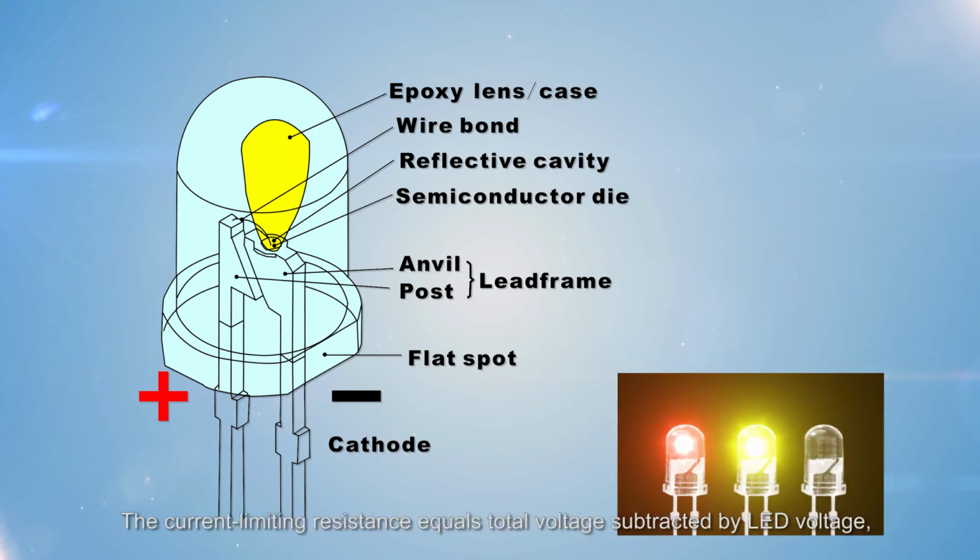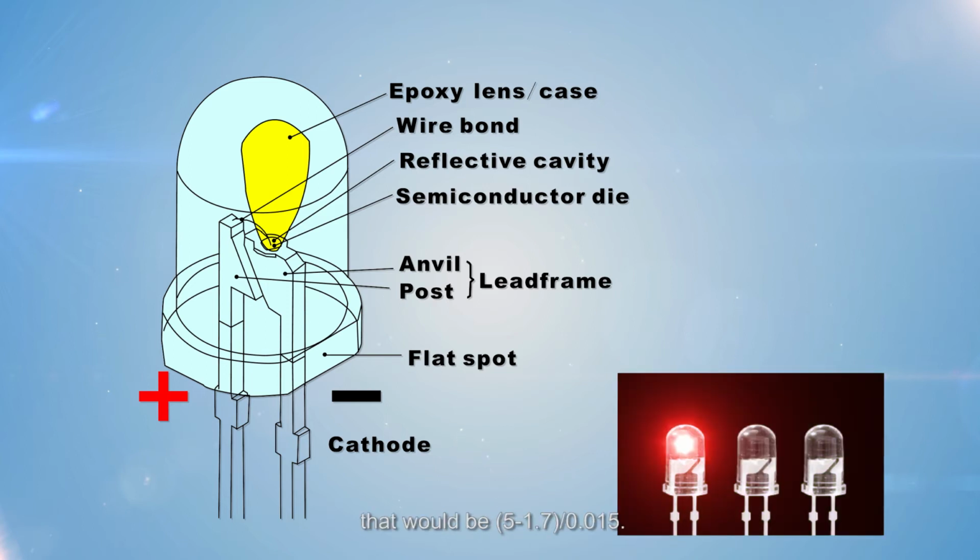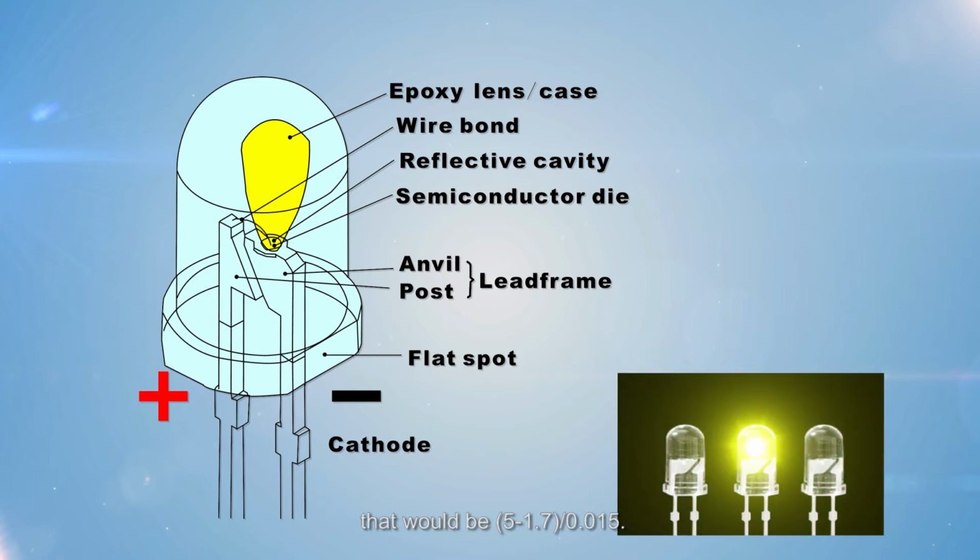The current limiting resistance equals total voltage subtracted by LED voltage, then divided by current. In this case, that will be 5 minus 1.7 divided by 0.015. Thus, the current limiting resistance equals 220 ohms.